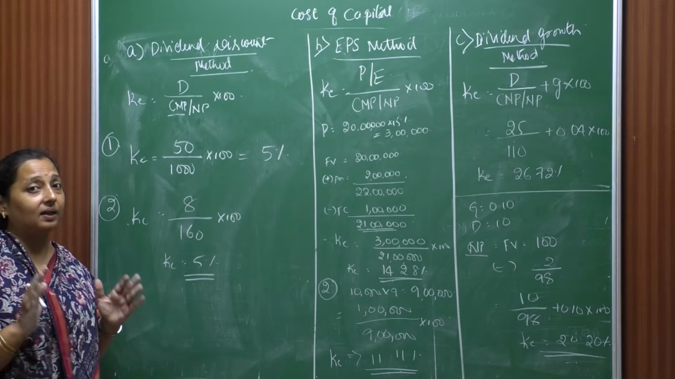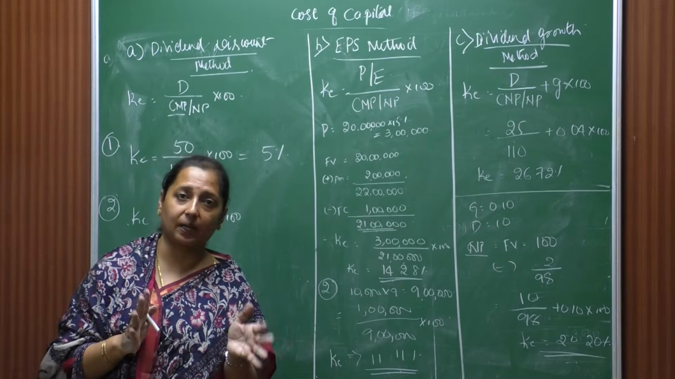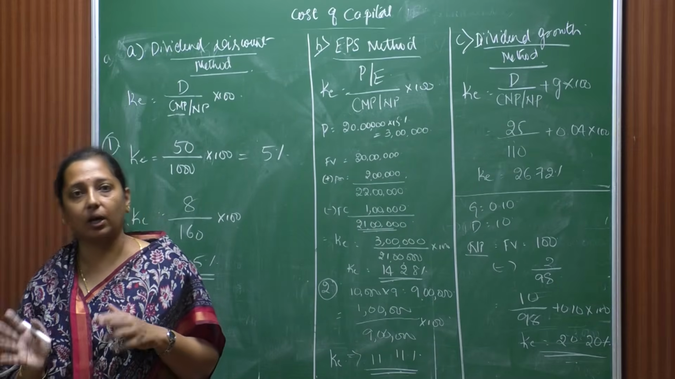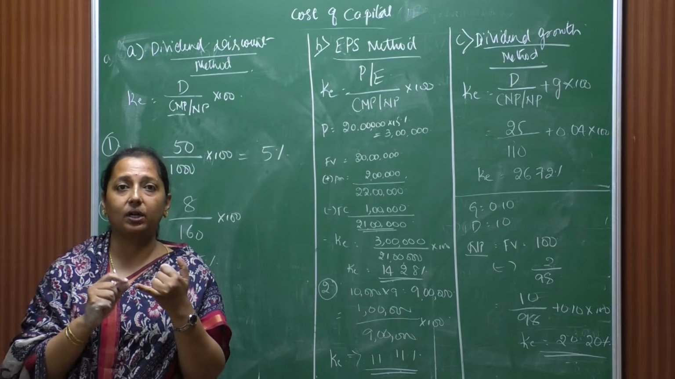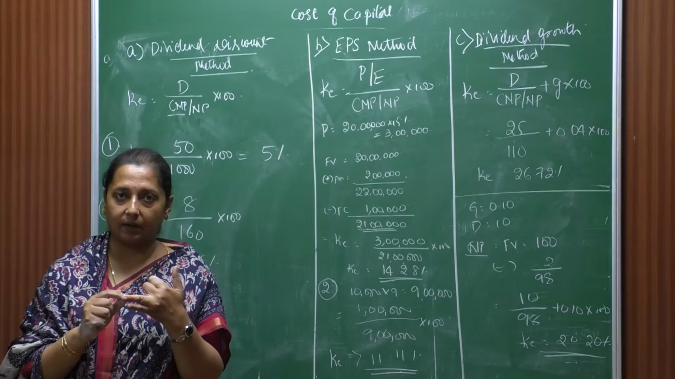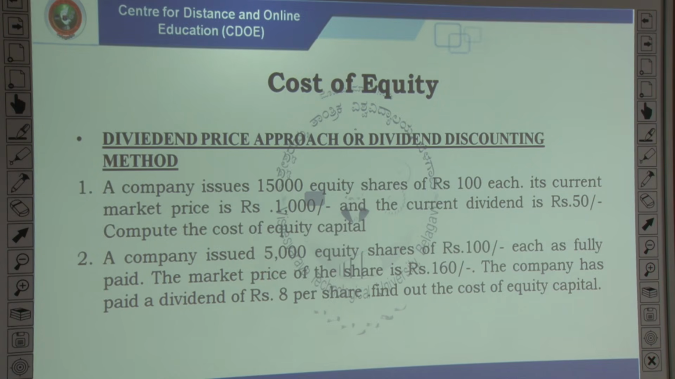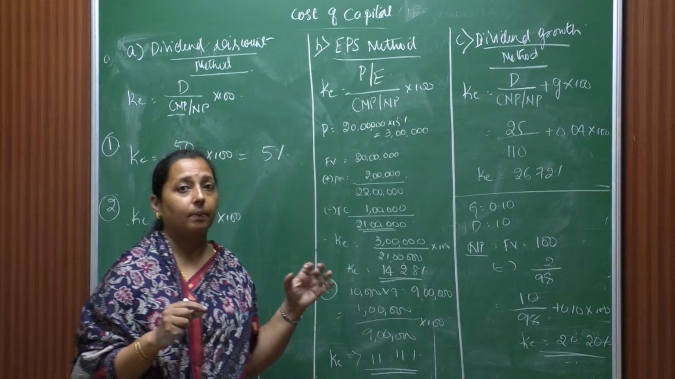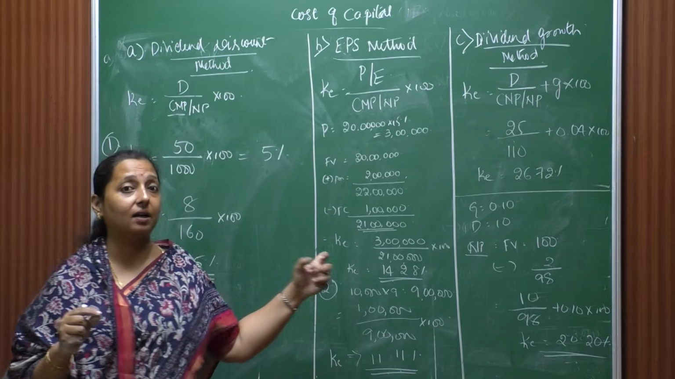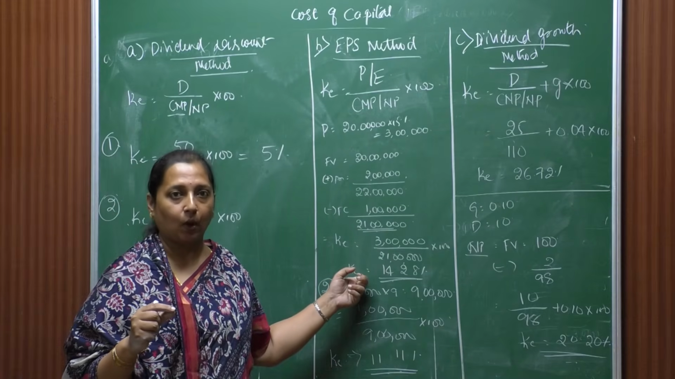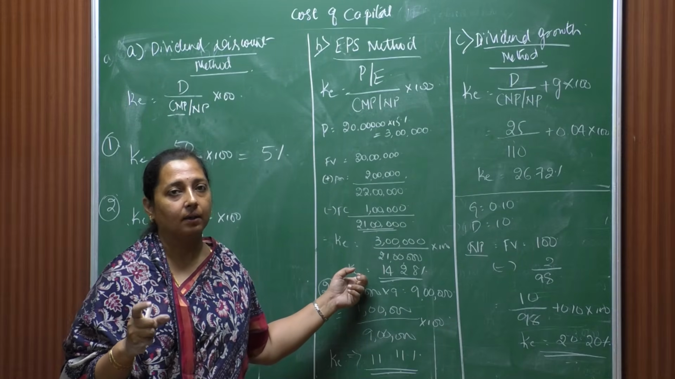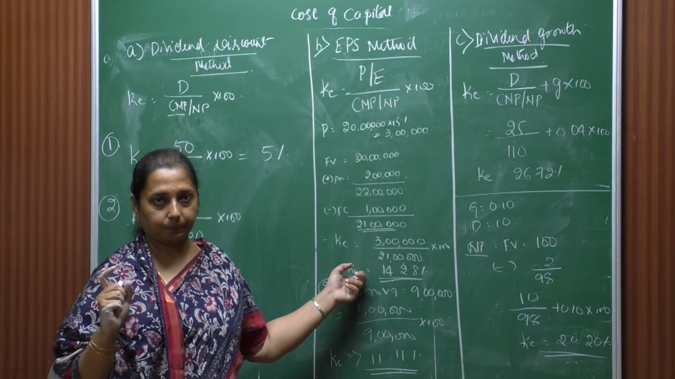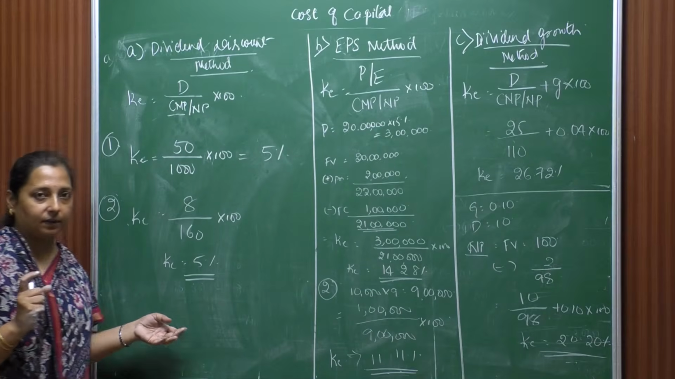Please have clarity on whether it is a dividend price approach, earning price approach or a growth approach. Please make a note of it. When it comes to the dividend price approach, only dividend and current market price are given. Suppose they give you net proceeds, it is fine, you consider it. But when it comes to earnings, dividend is a portion of profit, but here total profit will be given to you, out of which you have to calculate the cost of equity. Okay, hope you understand the first method.